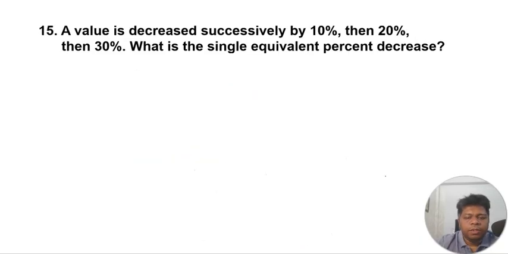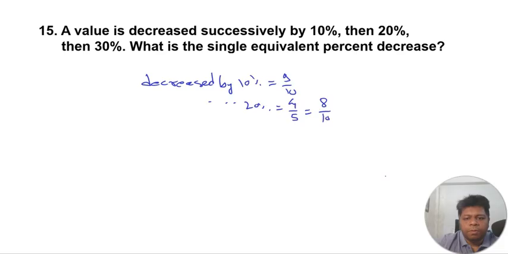A value is decreased successively. Okay, so the quickie would be 10%, 20%, 30%, so decrease. So it will become 9 by 10. Decrease by 20%, it will become 4 by 5, but for the sake of simplicity, you can keep 8 by 10. Decrease by 30%, it should be 7 by 10.